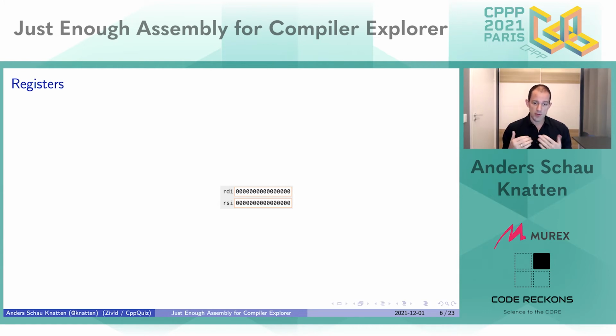And for each of the examples here, I'm only going to display the registers that are interesting to that particular example. So for my first example here, we have two registers called RDI and RSI, just arbitrarily picked for the example. And I'll just not show the other ones just to keep the slide a bit tidier.